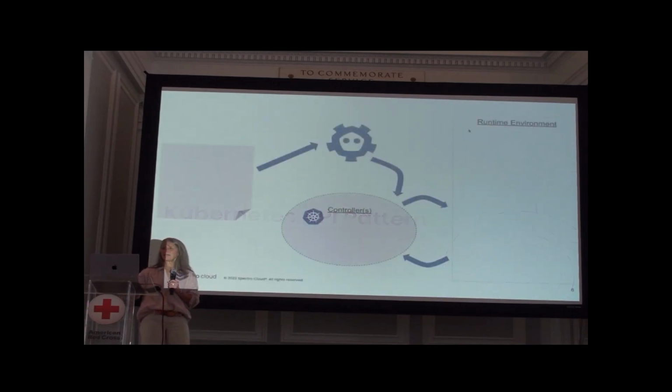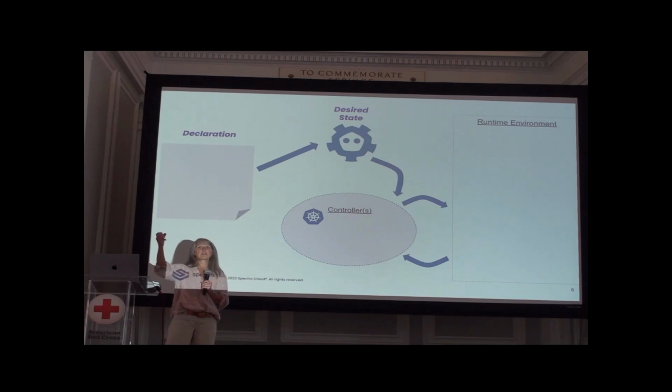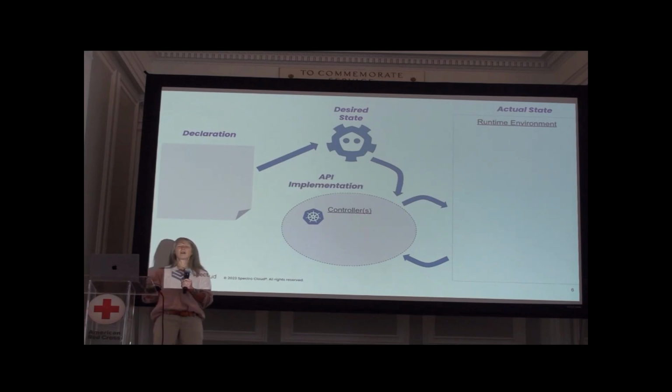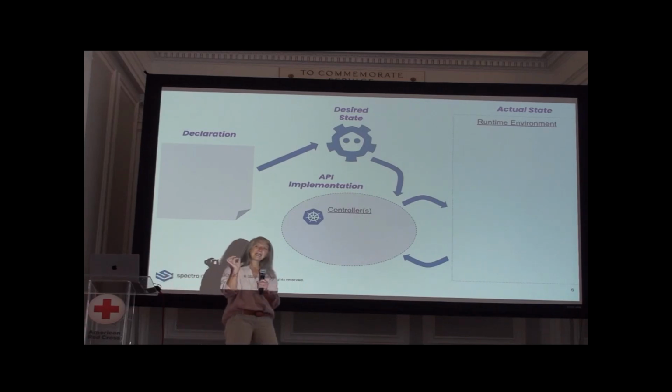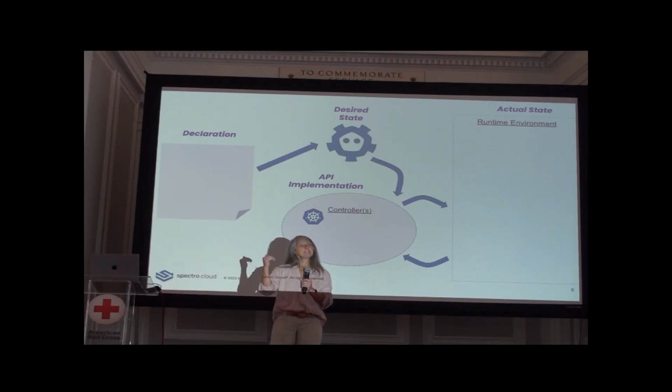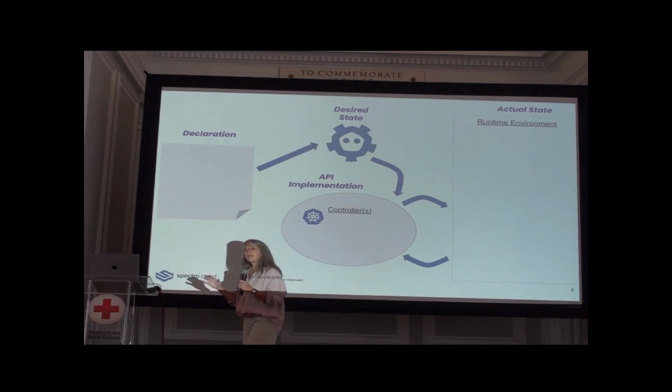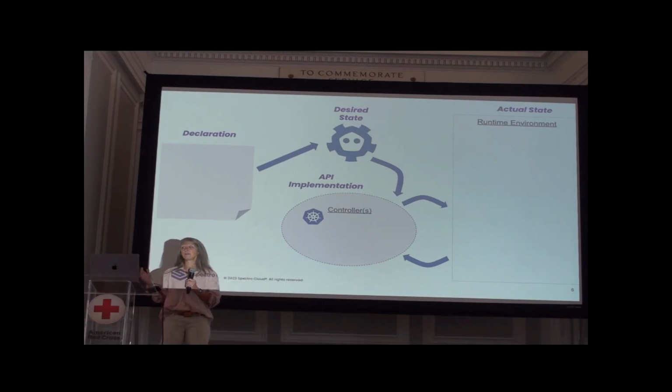So that Kubernetes API pattern looks like this. We have a declaration of some state. We have the desired state as it's stored in the Kubernetes environment, so in etcd. I have an actual state that's running in some runtime environment, and that controller is in the business of reconciling the state between the actual and the desired state. And I like to call this actually the implementation of the API. So the API is actually a very declarative state, but this is the implementation.